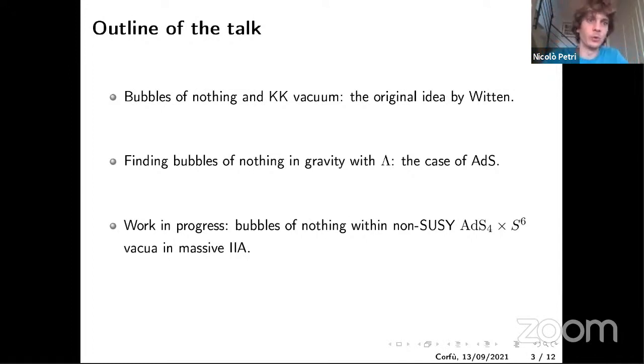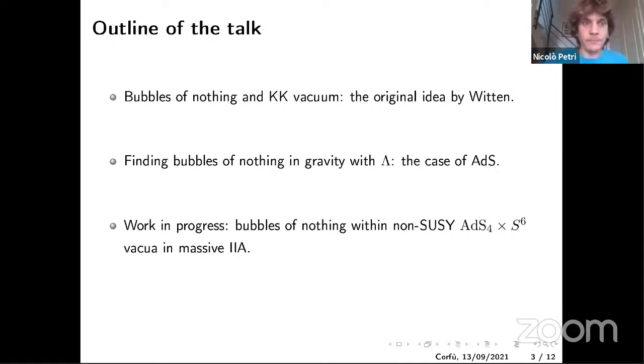And then I will try to push the analysis by Witten a bit to a slightly more general case. So I will consider general relativity in general dimensions, and I will include a negative cosmological constant in this context. And then we will try to see if we can say something regarding the existence of these bubbles, even in the case of AdS within simple general relativity models.